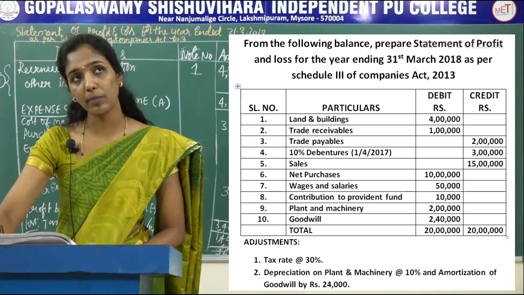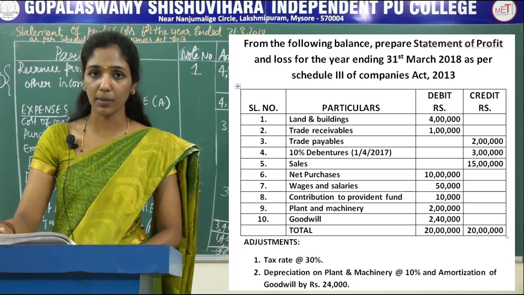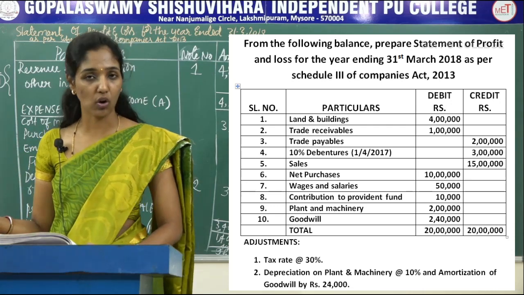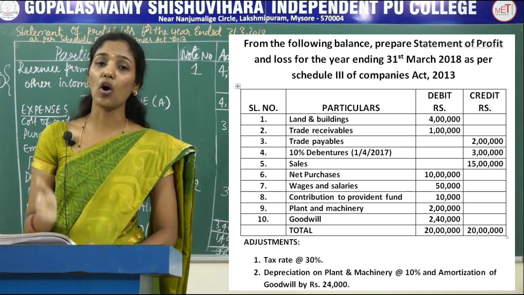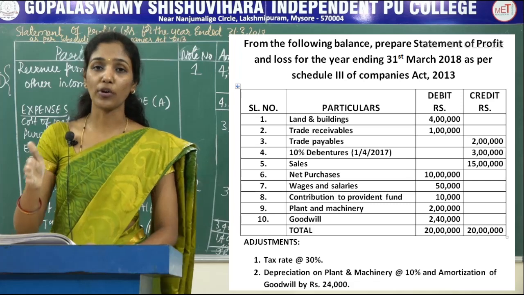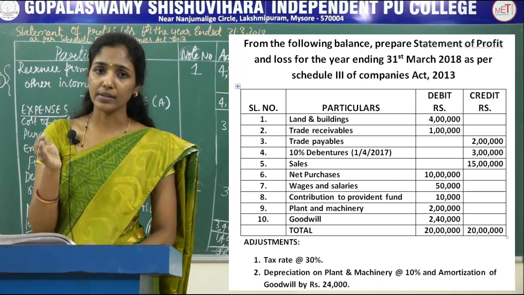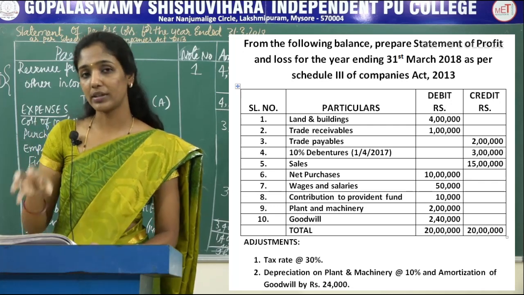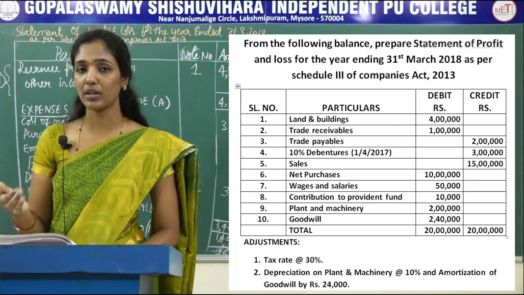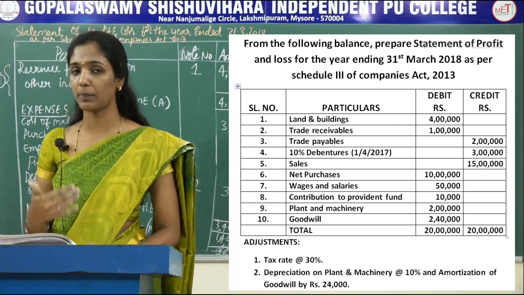ಡಿಬೆಂಚರ್ಸ್ ಅನ್ನ ಇಶ್ಯೂ ಮಾಡಿದ್ಮೇಲೆ ಡಿಬೆಂಚರ್ ಹೋಲ್ಡರ್ಸ್ಗೆ ನಾವು ಇಂಟ್ರೆಸ್ಟ್ ಅನ್ನ ಪೇ ಮಾಡಬೇಕು. ಸೊ ಅದನ್ನ ನಾವು ಫೈನಾನ್ಸ್ ಕಾಸ್ಟ್ ಅಂತ ಹೇಳ್ತೀವಿ. Any cost incurred for borrowing loan or for raising debt, then it will be considered, then it will be disclosed under the head finance cost. So ಅದನ್ನ ಫೈನಾನ್ಸ್ ಕಾಸ್ಟ್ ಅಂಡರ್ ಅಲ್ಲಿ ನಾವು ಡಿಸ್ಕ್ಲೋಸ್ ಮಾಡಬೇಕಾಗತ್ತೆ.